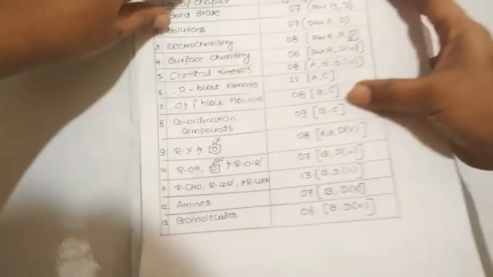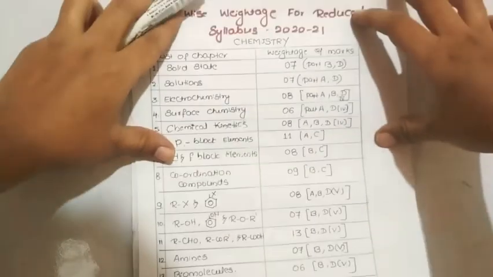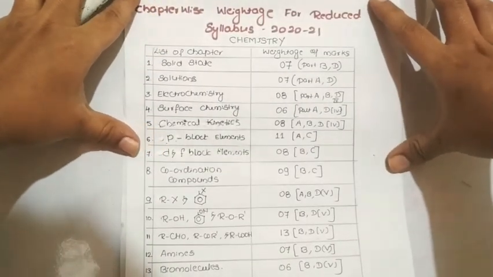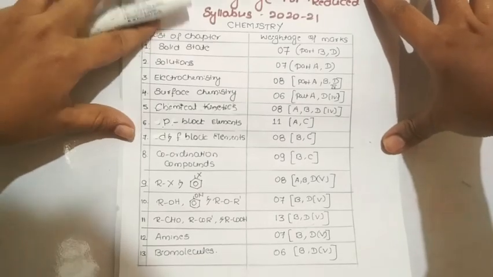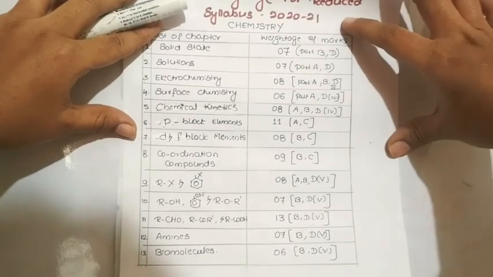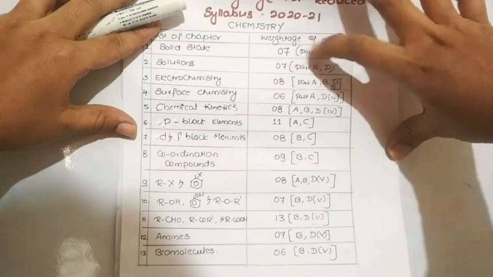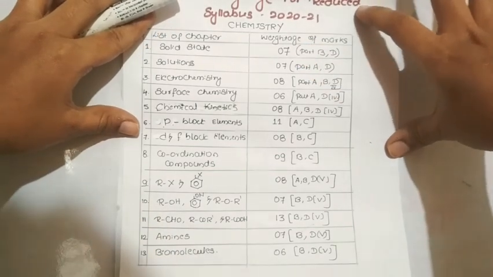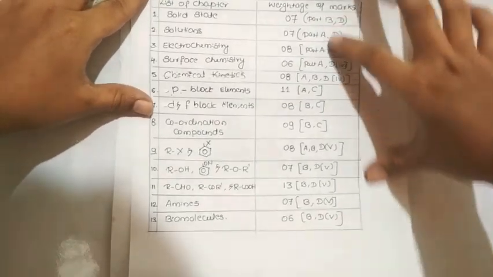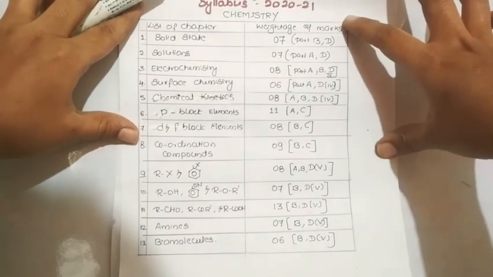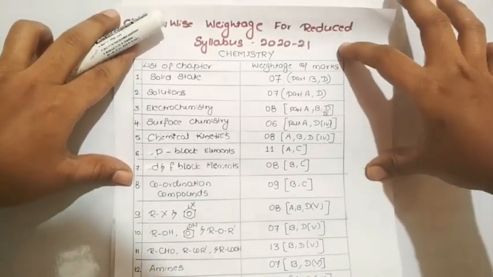And based on the reduced syllabus, here I have prepared the weightage of each chapter. Okay, you could see solid state has 7 marks weightage, and the questions will appear in part B and D. Okay, like that I have prepared the weightage. I am going to upload the PDF file of this one. You can go through it.